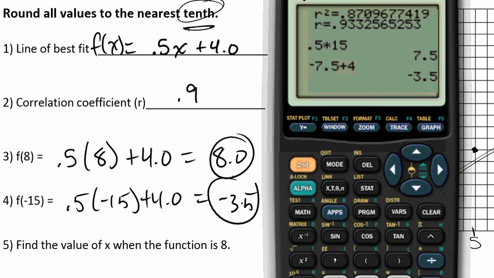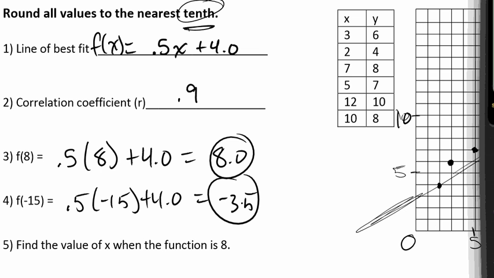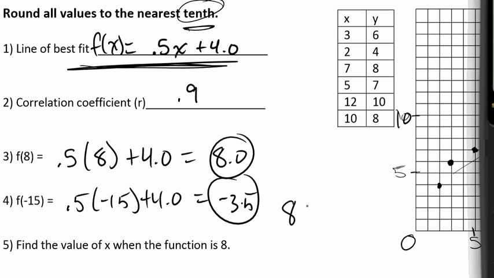Okay, the last question that you see in this section says find the value of x when the function is 8. So I'm going to say, okay, my function is 8. Looking up above, here's my function that I wrote down. When the function is 8, in other words, f of x is 8, what is the value of x that produces that? So I'm going to go ahead and write down 8 is my output value. 8 equals, it's funny, I know the answer already, don't I? 8 equals 0.5 times x, and then plus 4.